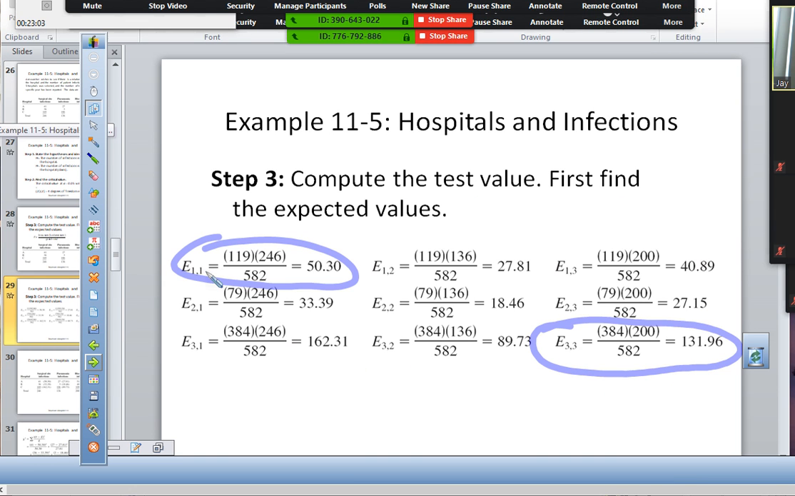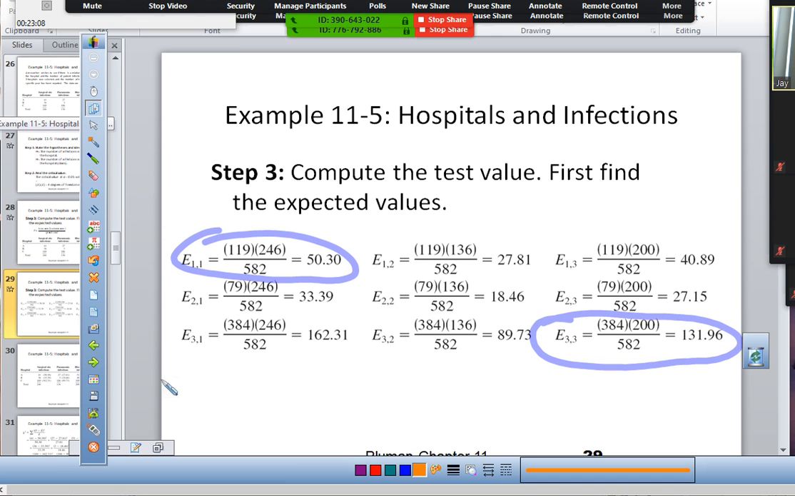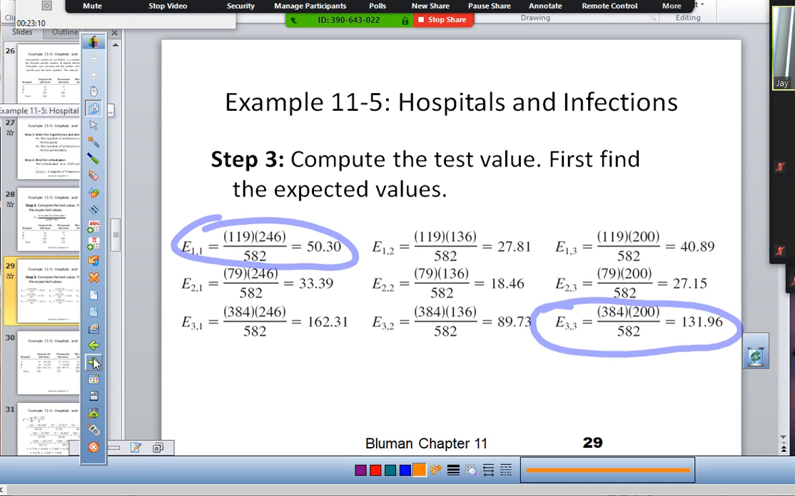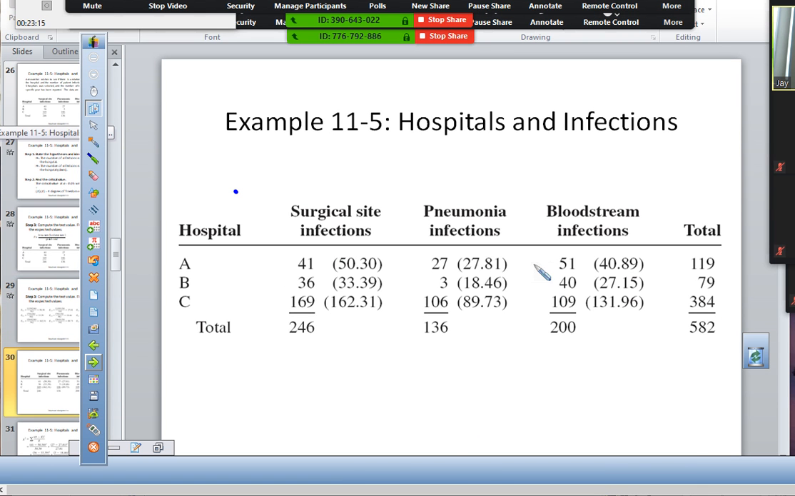So this is all of them, and again, you only need to find the first one and the last one. There they are, prettier. And here they are next to their respective amounts. So we're comparing 41 to 50.3. So normally we would do 41 minus 50.30 squared divided by 50.30, plus 27 minus 27.81 squared divided by 27.81, and so forth, and add up all 9 of these.